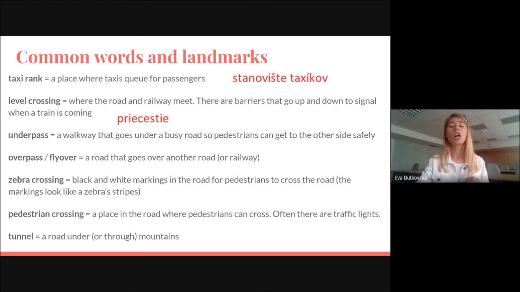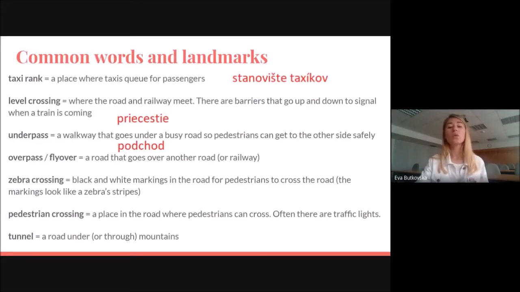Next one. Underpass. A walkway that goes under a busy road so pedestrians, walkers, can get to the other side safely. So think about the translation. If you know it, say it out loud. Podchod. Very good. The opposite to underpass is overpass, or you can hear somebody say flyover.